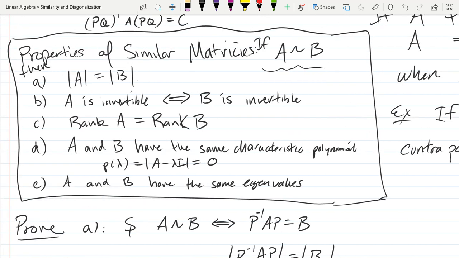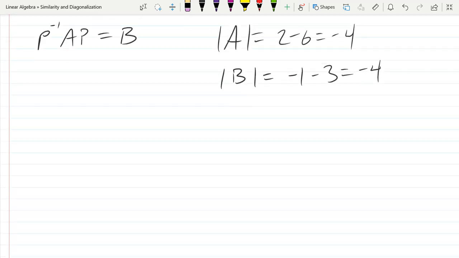All right, so if we could show that one of these is not happening, then we can say they're not similar. So that's what we're trying to do, show that one of these is not happening. We already saw the determinants, they're both invertible, so we're not going to violate B. Let's see, I think their ranks will probably be the same. Let's go and compute their eigenvalues. That'll probably be the next easiest thing to do.